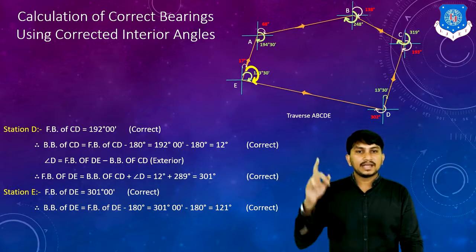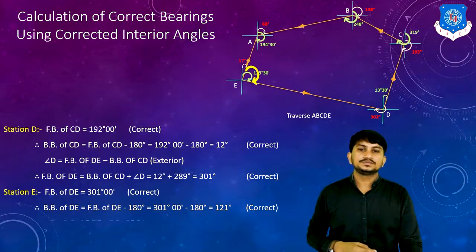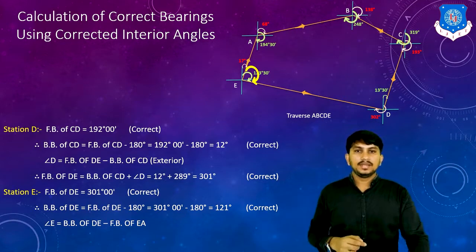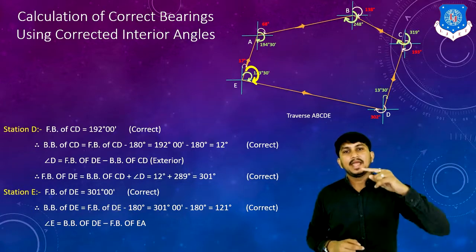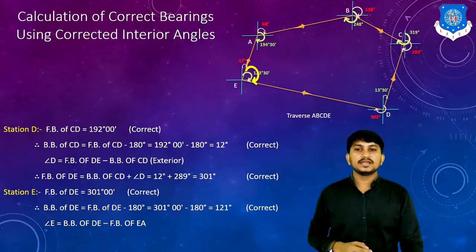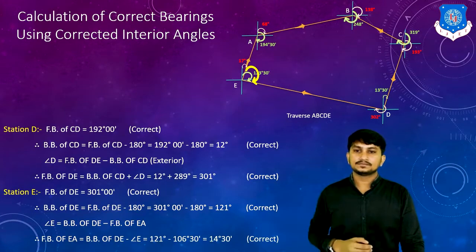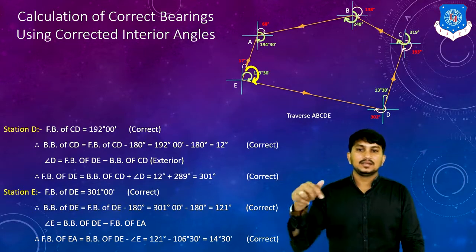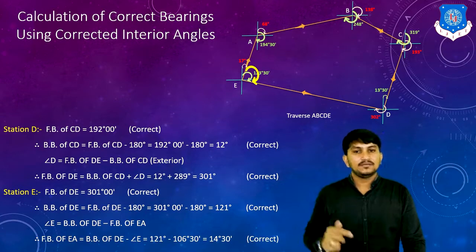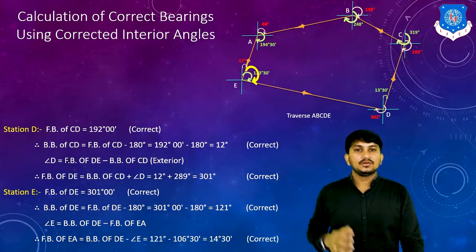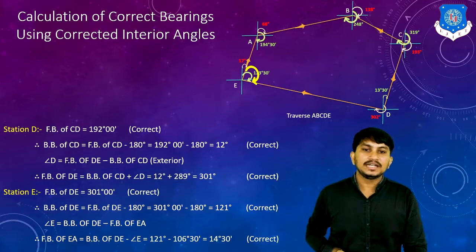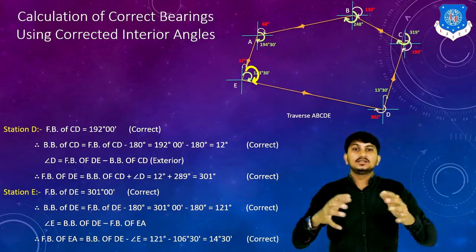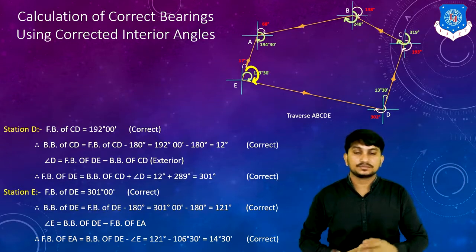Now using the angle E, we can find out FB of EA. Angle E is equal to BB of DE minus FB of EA. So FB of EA is equal to BB of DE minus angle E: 121 degrees minus the corrected value of angle E, which is 106 degrees 30 minutes. So FB of EA is equal to 14 degrees 30 minutes. This is how we can find out corrected bearings of the stations which are affected by local attraction.